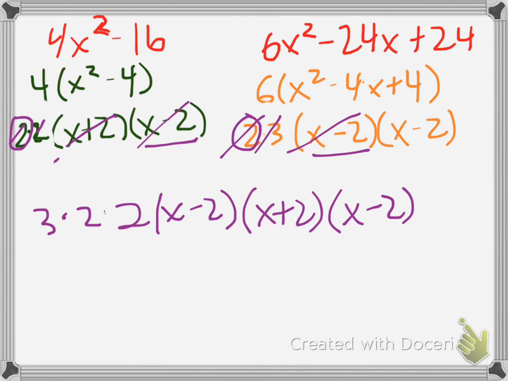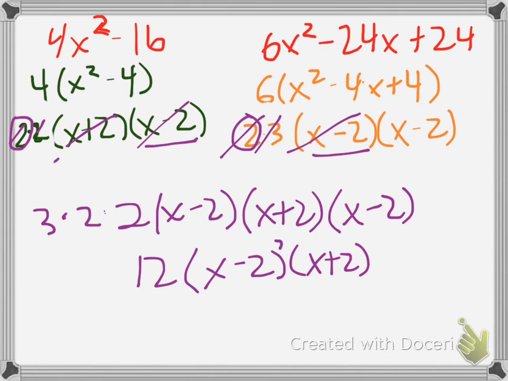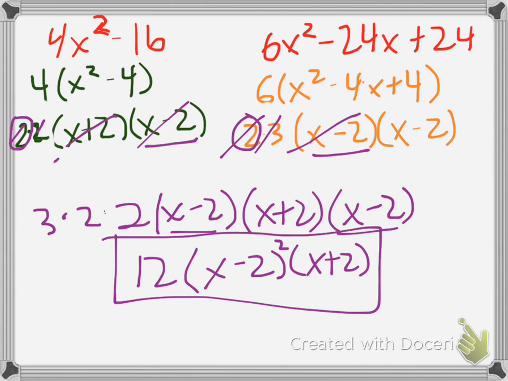So then your final lowest common denominator would be 12, and then x minus 2, x plus 2, and then this one's just actually going to be squared because you got a minus 2 and a minus 2. So then that would be your final answer for your lowest common denominator.